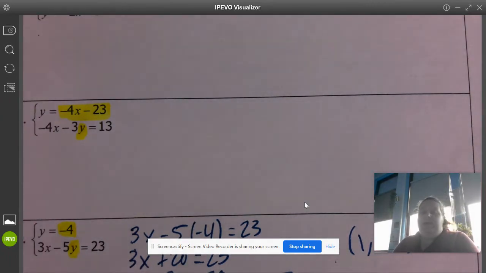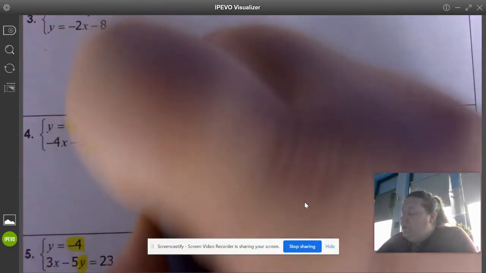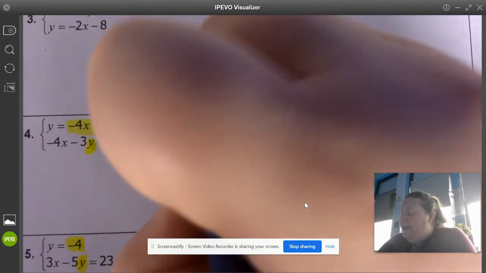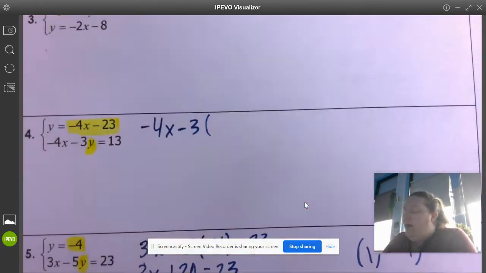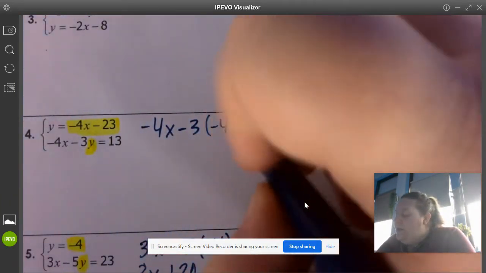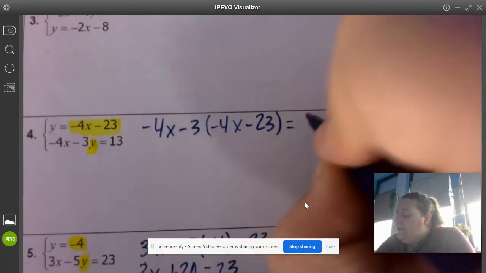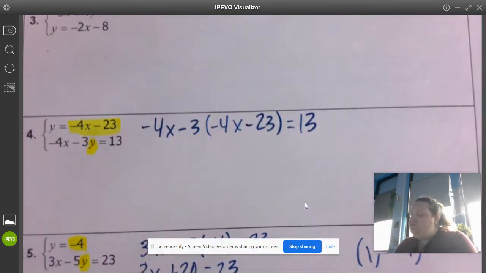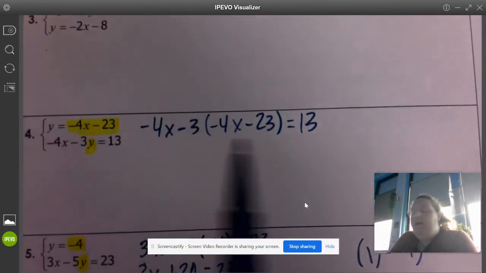The reason for that is, we can't solve for x and y at the same time. We can only do one at a time. So when I go to replace it, not -4x, I keep that -3. Now this is saying to do -3 times y. So I'm going to do -3 times that expression, -4x minus 23, close the parentheses, and that equals 13. When I go to solve this equation, you're going to notice I'm only working with x now.